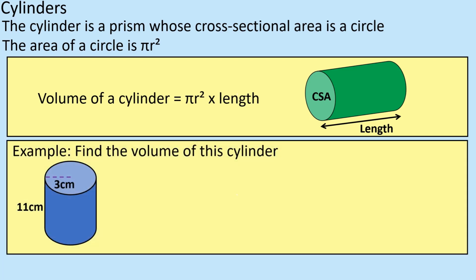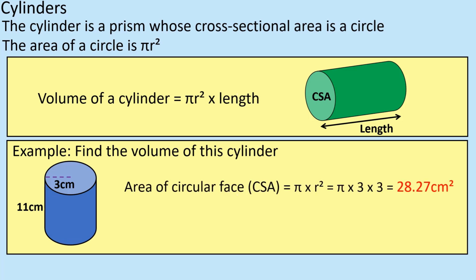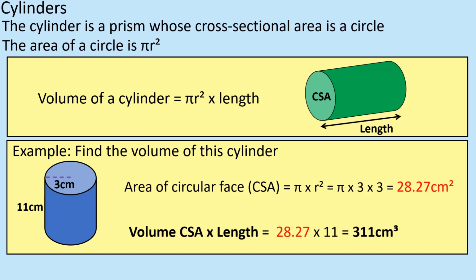Looking at the volume, you've got pi times 3 squared, which gives me 9 pi, or 28.27. Then you times that by 11, which is going to give me 311 centimetres cubed. I thought it wasn't working there for a second. So 311 centimetres cubed.